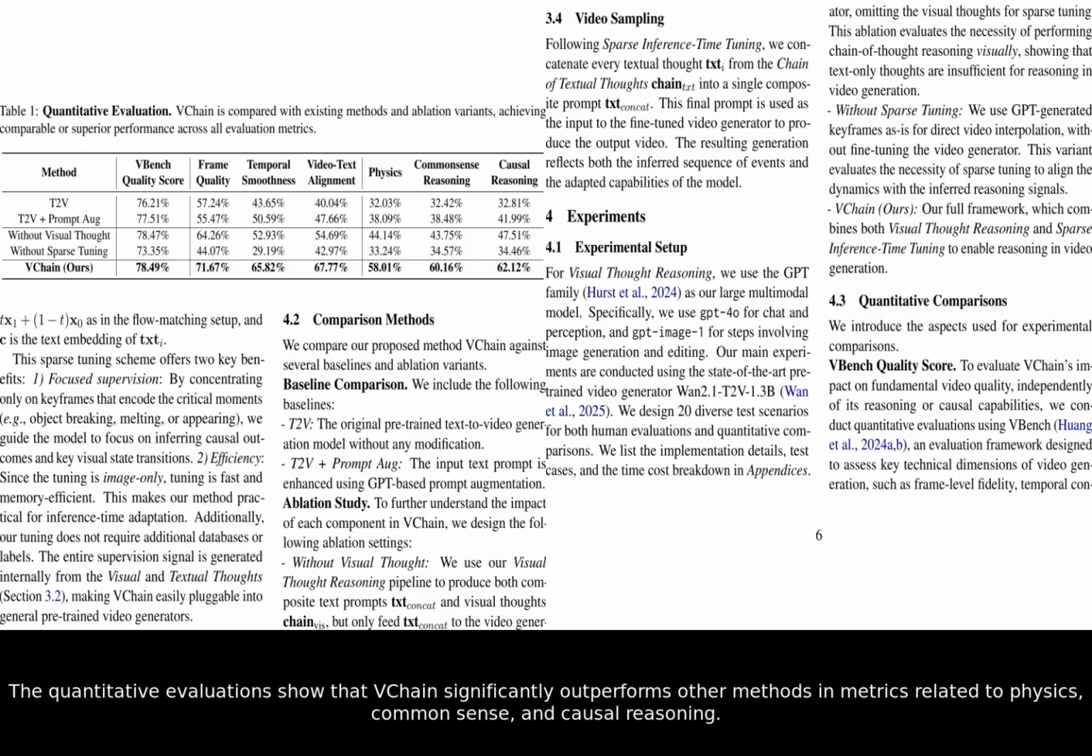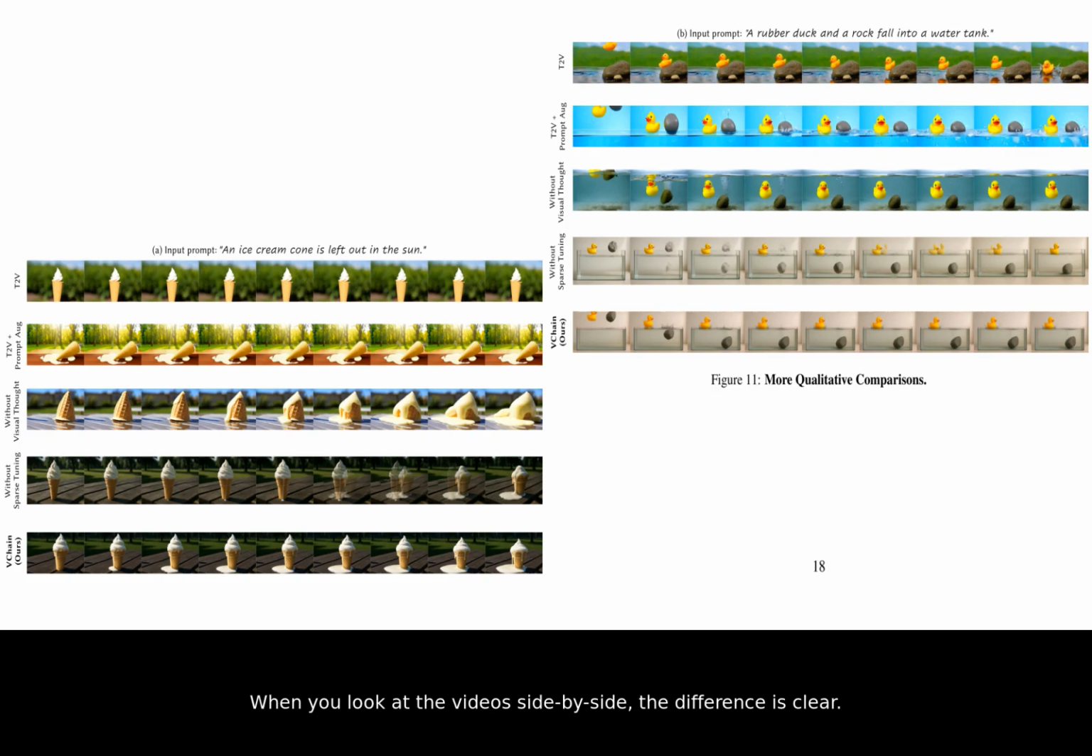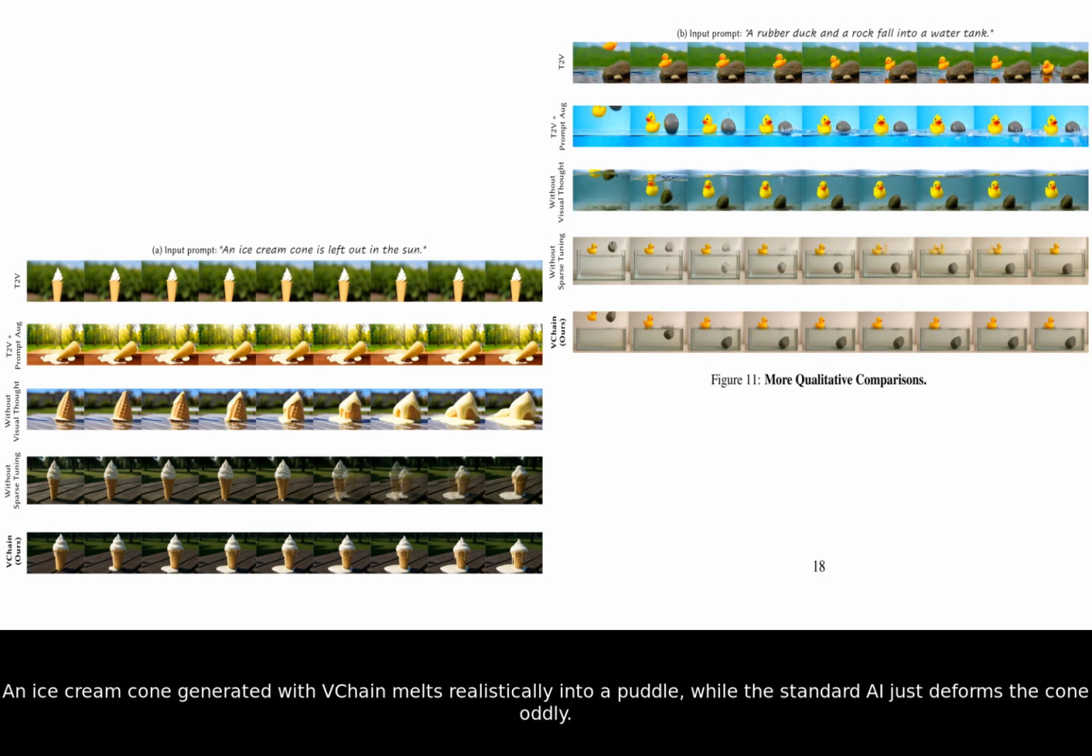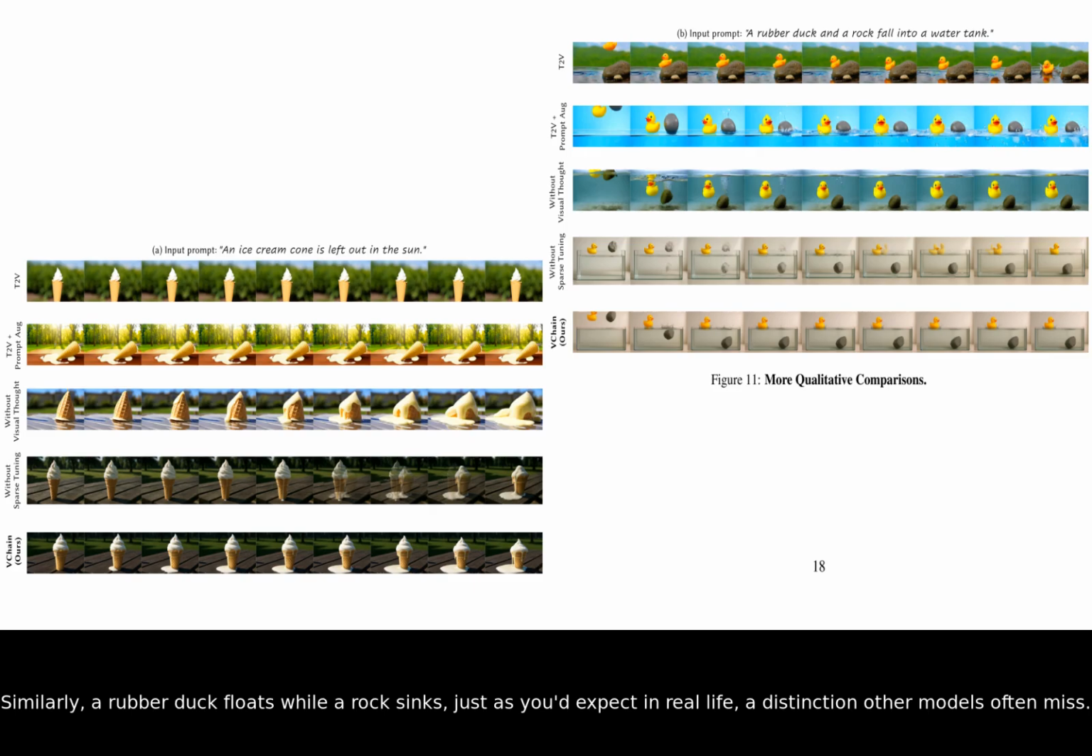The quantitative evaluations show that VChain significantly outperforms other methods in metrics related to physics, common sense, and causal reasoning. When you look at the videos side by side, the difference is clear. An ice cream cone generated with VChain melts realistically into a puddle, while the standard AI just deforms the cone oddly. Similarly, a rubber duck floats while a rock sinks, just as you'd expect in real life, a distinction other models often miss.